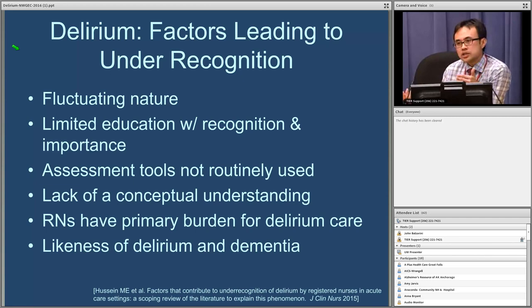Because as we were saying, in the DSM-4 criteria there needs to be some more organic cause, but there's a lack of understanding of what these causes are. We'll talk a little bit more about that as well. And then the very last bullet, there's a likeness of delirium and dementia that we'll talk about in future slides as well. So these are some of the reasons why it goes under-recognized.